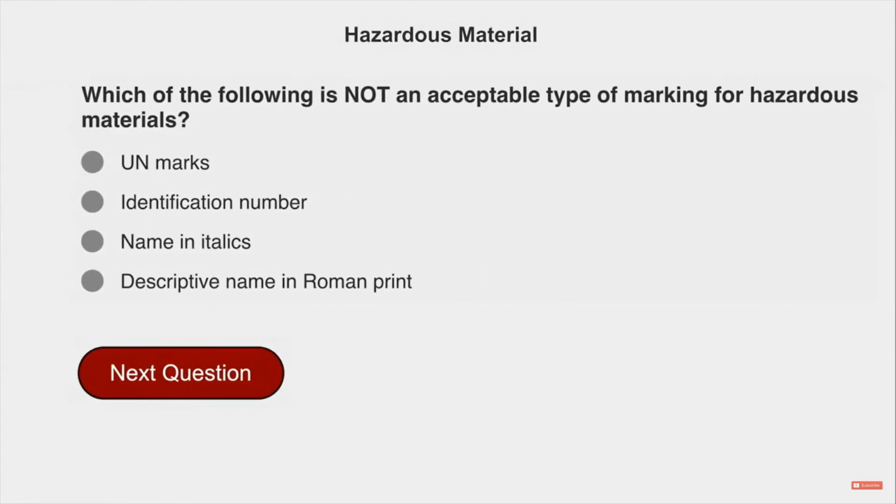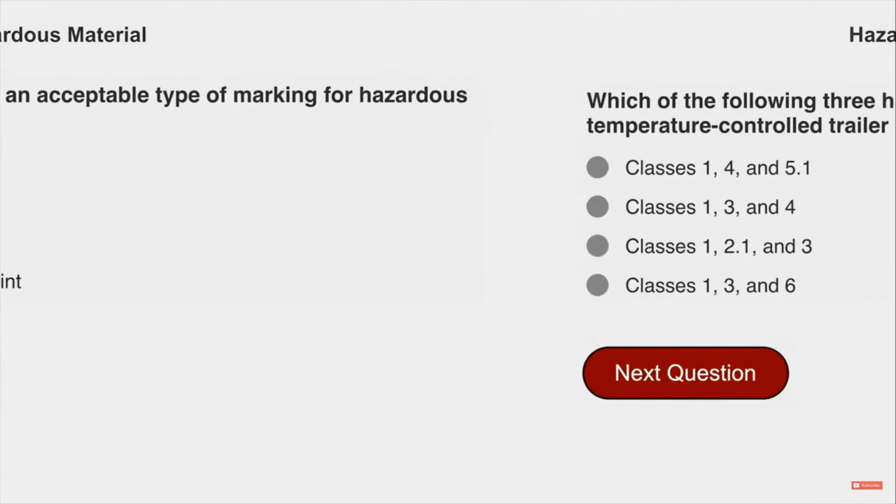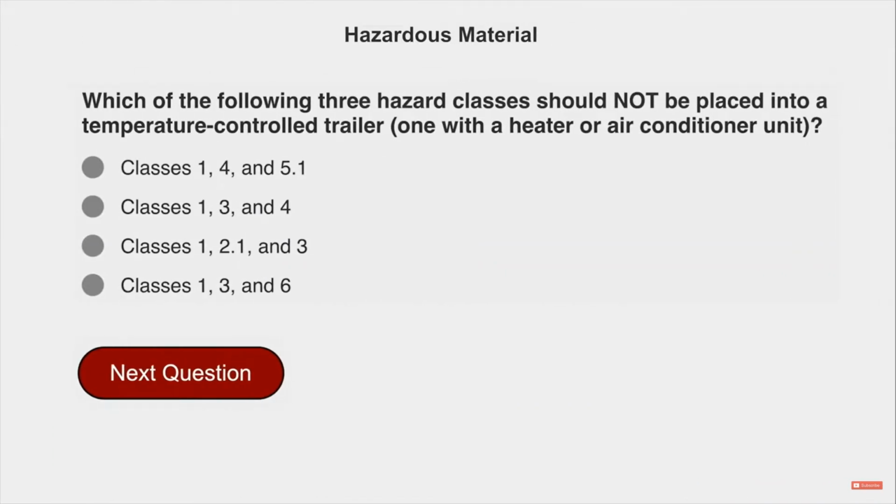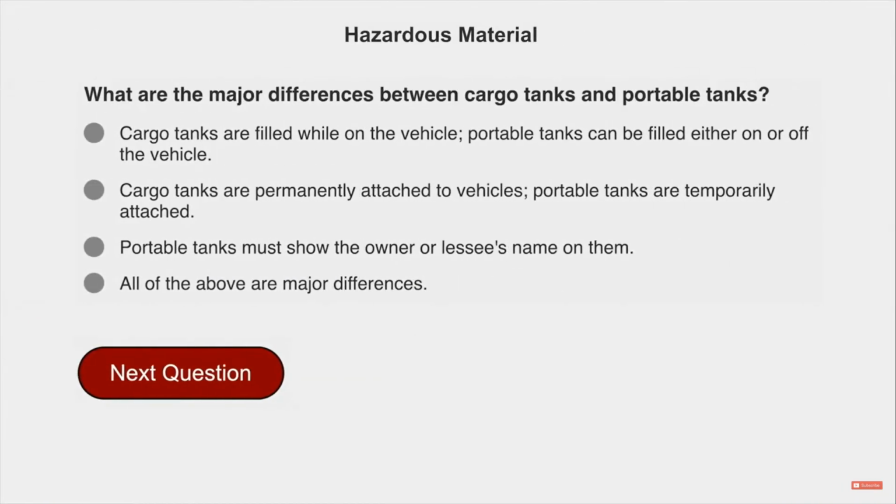Which of the following is not an acceptable type of marking for hazardous materials? Name in italics. Which of the following 3 hazard classes should not be placed into a temperature-controlled trailer, one with a heater or air conditioner unit? Classes 1, 2.1, and 3. What are the major differences between cargo tanks and portable tanks? All of the above are major differences.